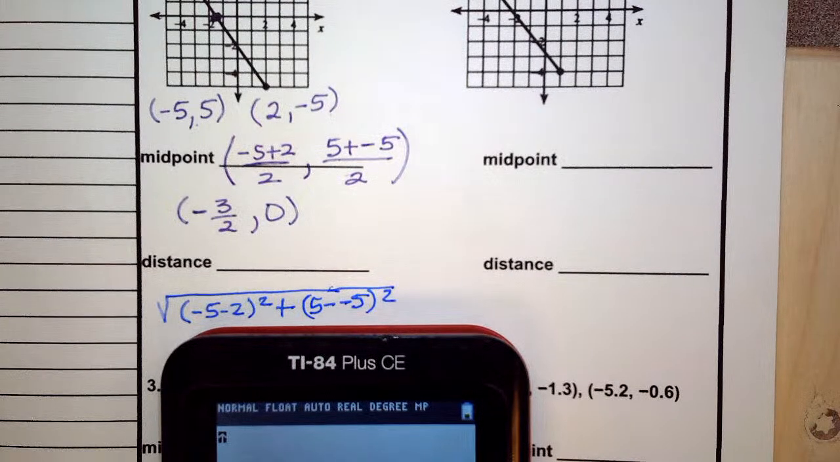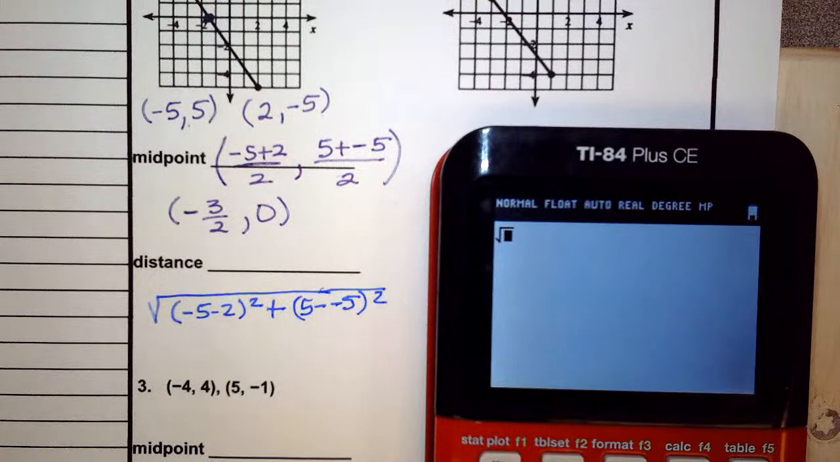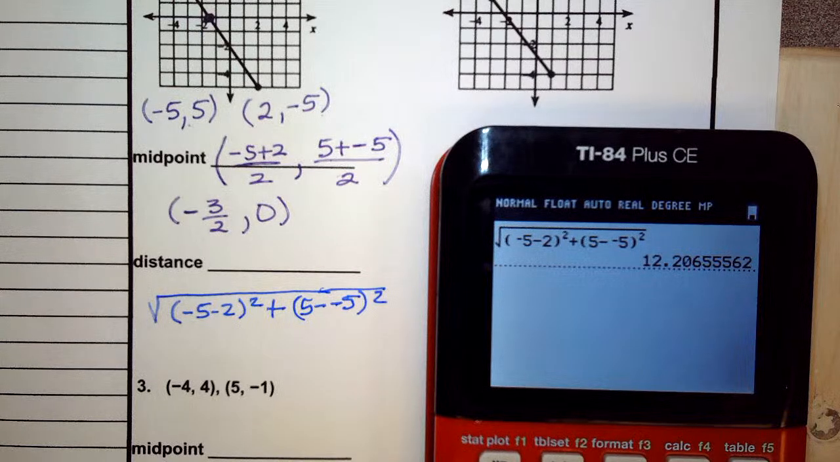So get my square root symbol, hit second and x squared on these calculators. I need a parenthesis, -5 minus 2 parenthesis squared, plus parenthesis 5 minus -5 parenthesis squared. Hit my equal sign. It is 12.2.